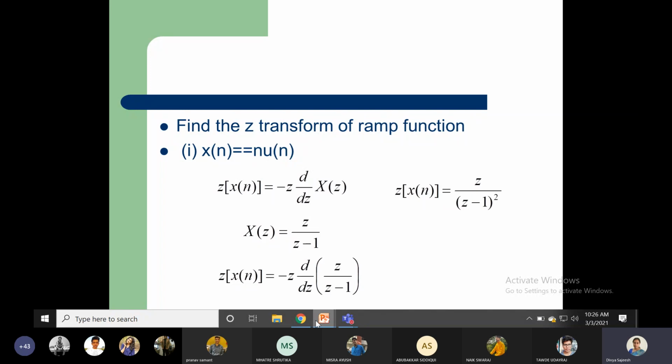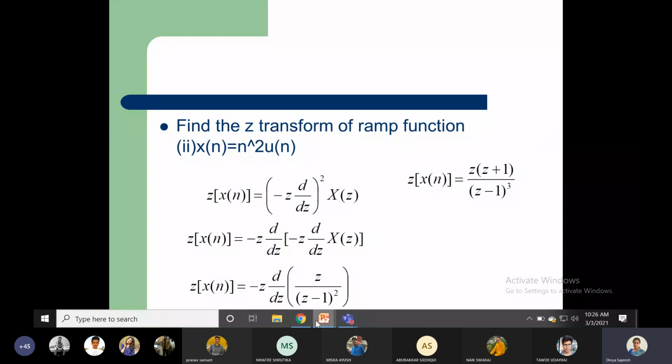So using that property, you can directly write the Z transform as minus z d by dz of x of z, where x of z is the Z transform of the signal u of n, which is z upon z minus 1. Now apply the differentiation, minus z into d by dz of z upon z minus 1, and you will get z upon z minus 1 whole square.